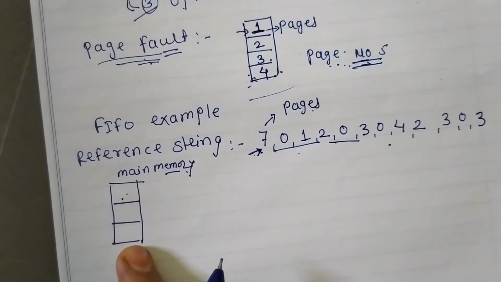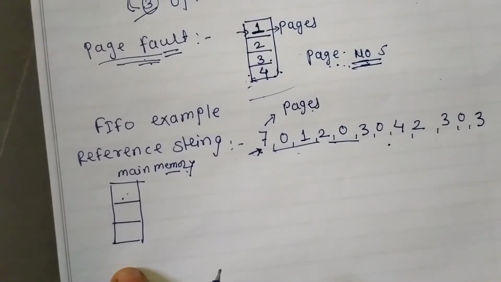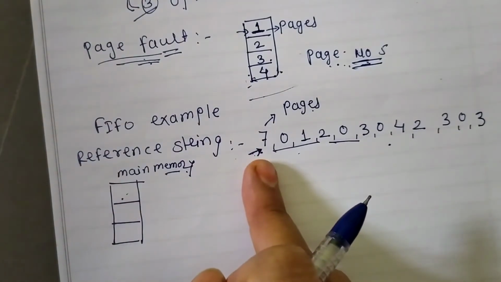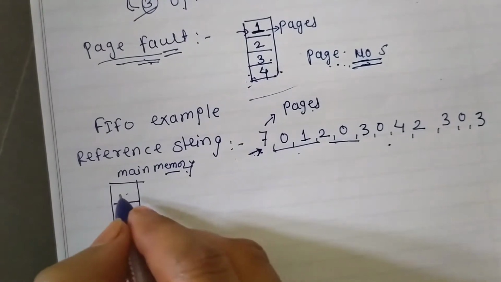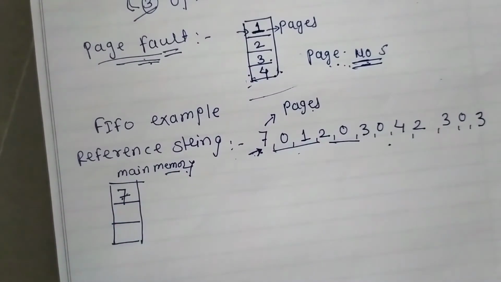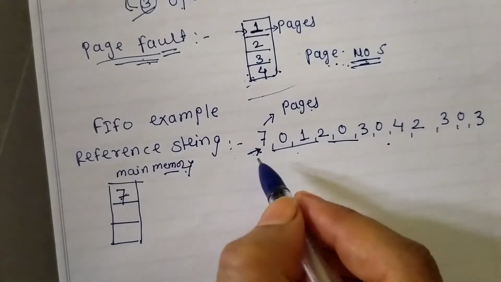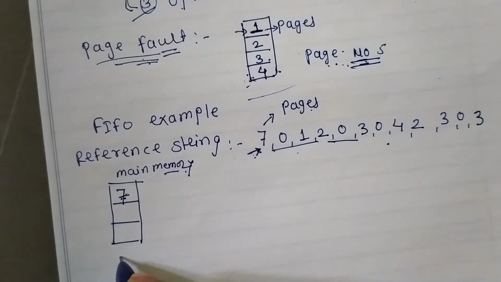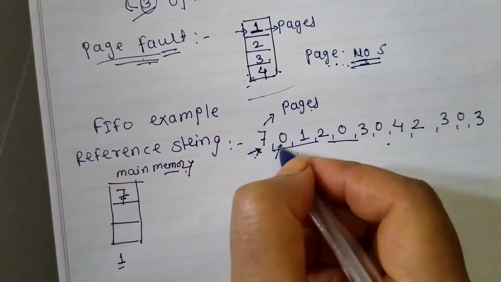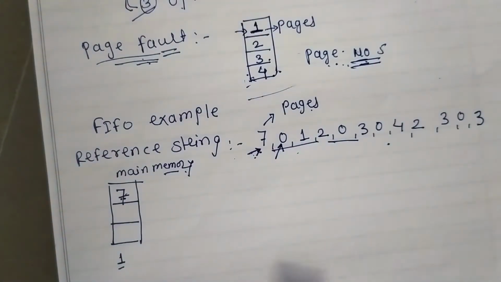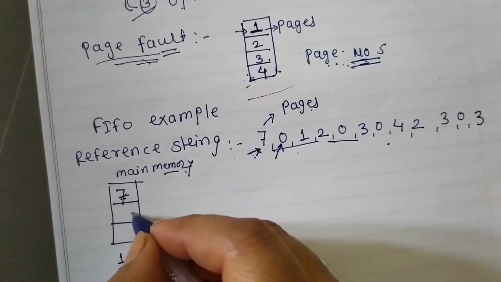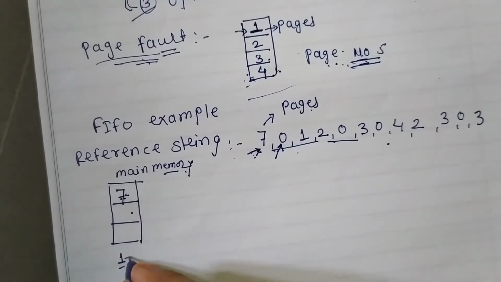Initially the memory is blank. Consider that initially the main memory has no pages. So we store this page number 7 into the main memory. It was not available in the main memory, so one page fault occurs. Next, the CPU is demanding the reference page 0. It is not available in the main memory, so we have to bring that 0 into the main memory. So one page fault occurs.